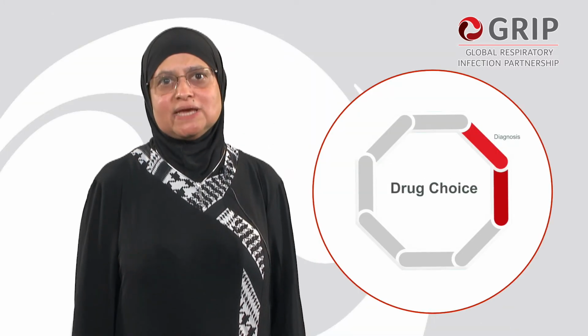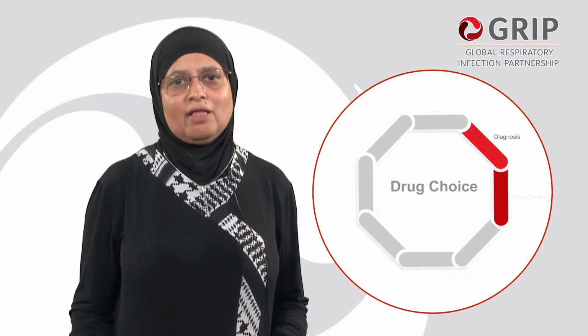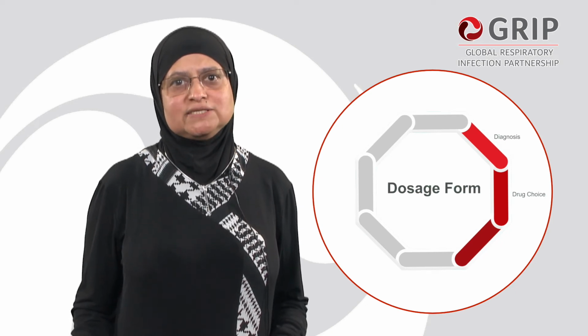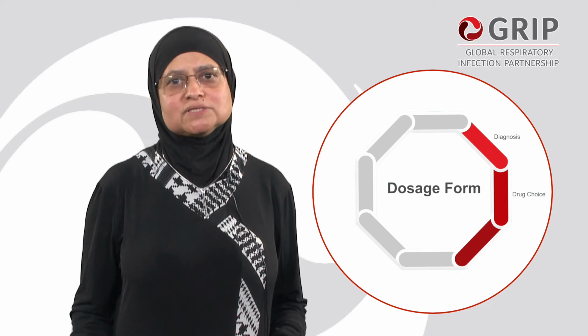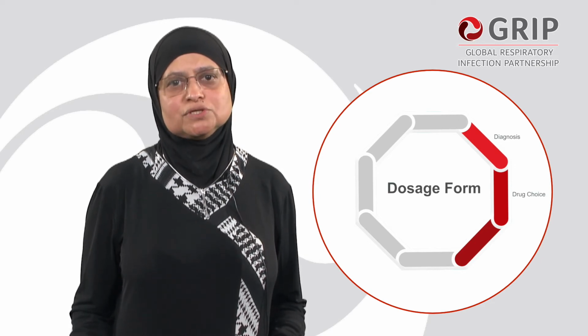The second D stands for the drug. Choose the drug with the narrowest spectrum of activity that is indicated. The third D relates to the dosage form. This would vary depending upon the patient as well as the severity of infections. For example, we would use an intravenous dosage form for severe infections and use a liquid dosage form for pediatrics.